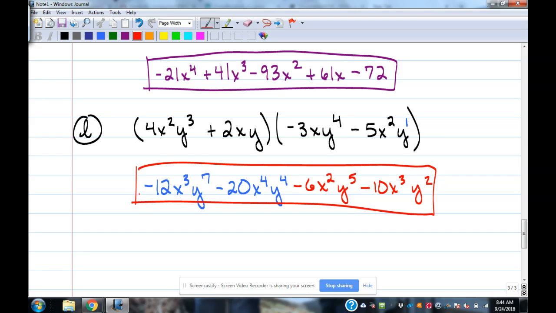It's got two variables in it, so there's really no such thing as descending order unless we decide, if on a problem I say, hey, make this descend by x, and then you don't worry about the y's, you just go by x's. I usually don't do that though. That's the polynomial.